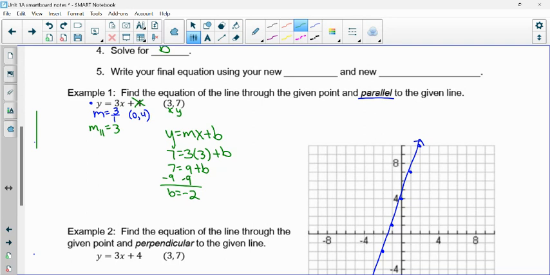Again, we just have to write our final equation then. And so our final equation should be y equals 3x minus 2.